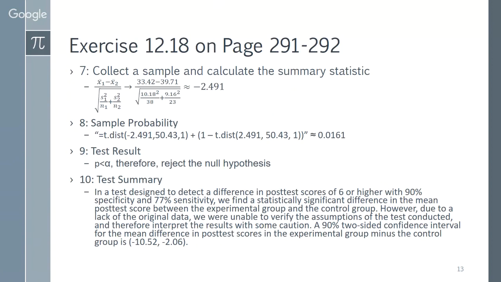But it appears that the experimental group did have lower scores, and a 90% two-sided confidence interval for the mean difference in post-test scores, experimental group minus the control group, is minus 10.52 to minus 2.06. That means a 90% confidence interval implies that the experimental group will score anywhere between 10.5 points lower to 2 points lower than the control group. Again, that's a 90% confidence interval for the actual difference.